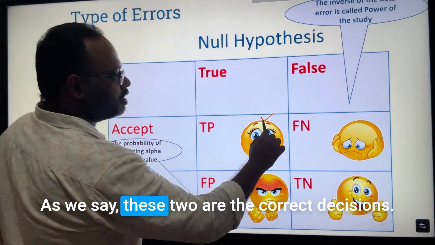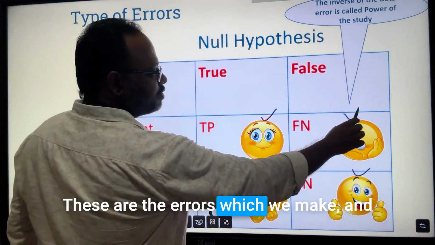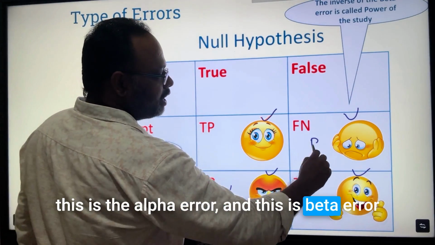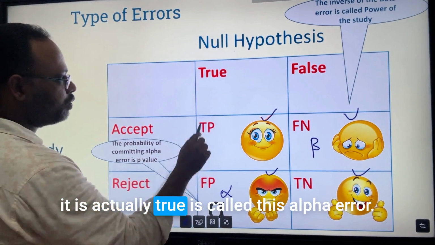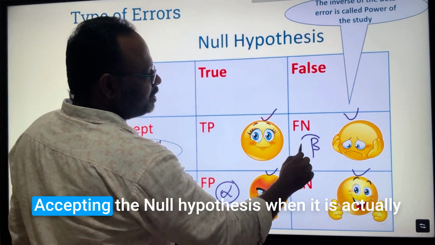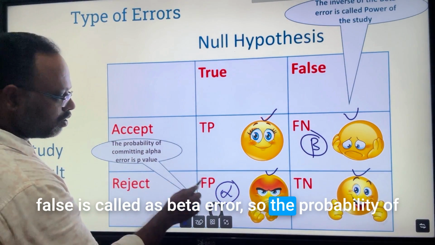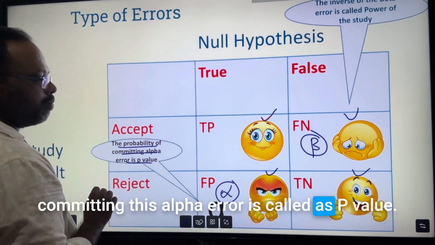As we say, these two are the correct decisions. These are the errors which we make, and this is the alpha error, and this is beta error, that is rejecting the null hypothesis when it is actually true is called as alpha error. Accepting the null hypothesis when it is actually false is called as beta error. So the probability of committing this alpha error is called as p value.